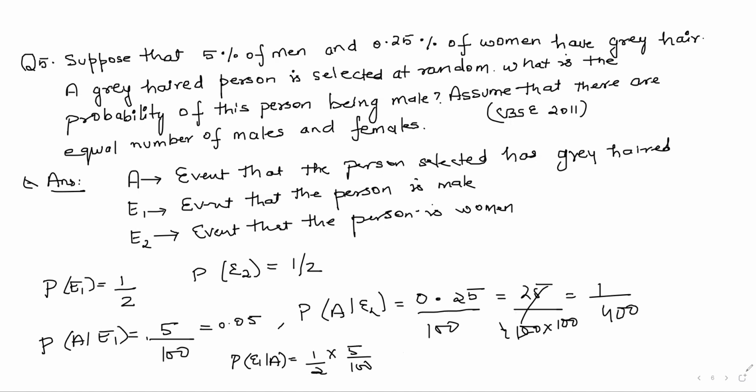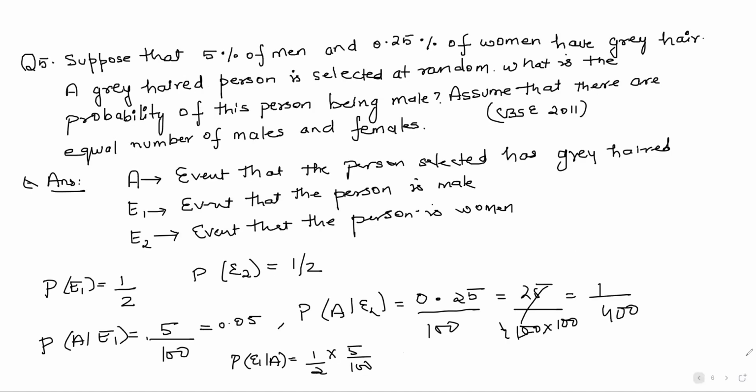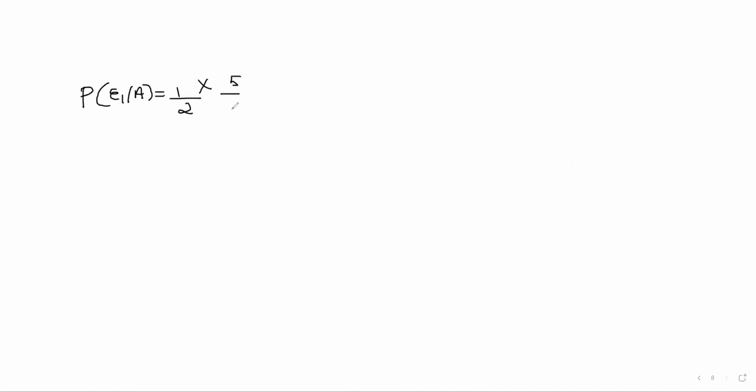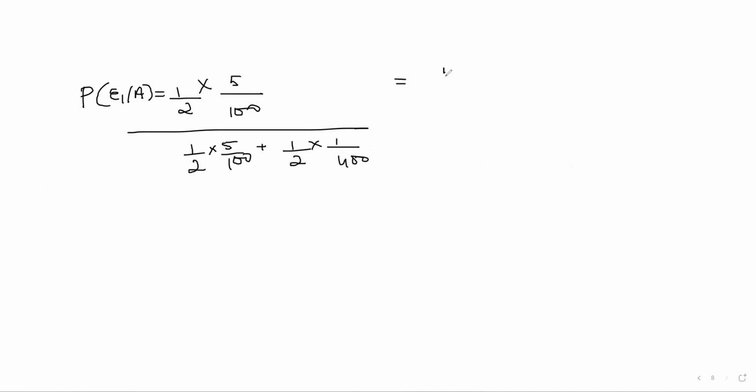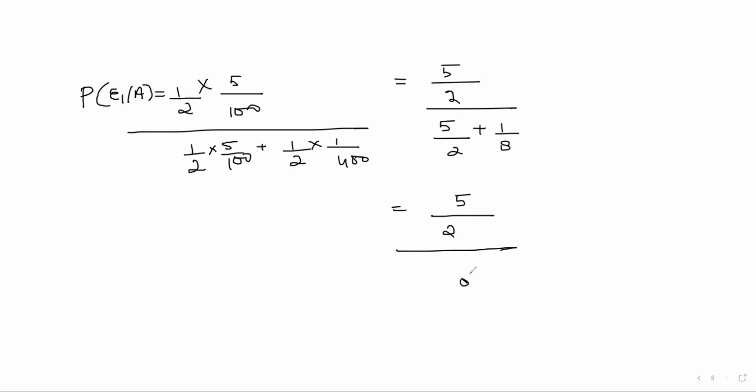Now, I don't have the space. So P(E1/A) is equal to 1/2 into A by E1, so A by E1 is 5/100, divided by 1/2 into 5/100 plus 1/2 into what we have found out, 1/400. So take out this 100 common and cancel it. So here you will get 5/2, and here you get 1/8. So take the LCM 8. Okay, so this is 20 plus 1. So this is equal to 5/2, 21/8, shift this, 5/8, 2 into 21.